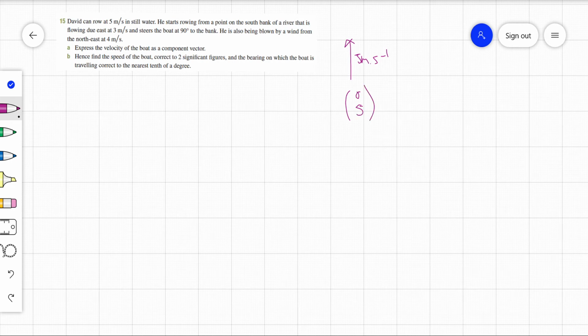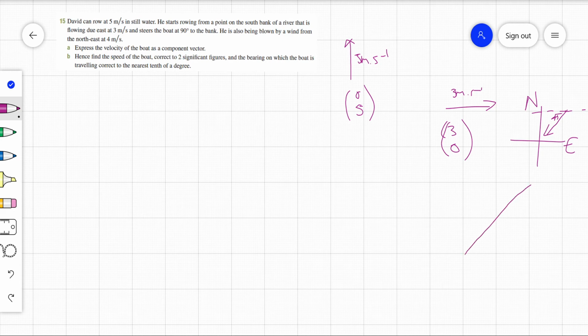And then we've also got the river flowing east at 3 meters per second. So that's across 3 and up 0. And then there's also a wind from, this is where I struggle, northeast. So northeast is over here, so there's a wind blowing that way at 45 degrees to the horizontal, of course, because that's exactly northeast. And that is at 4 meters per second. So if I draw it like this.